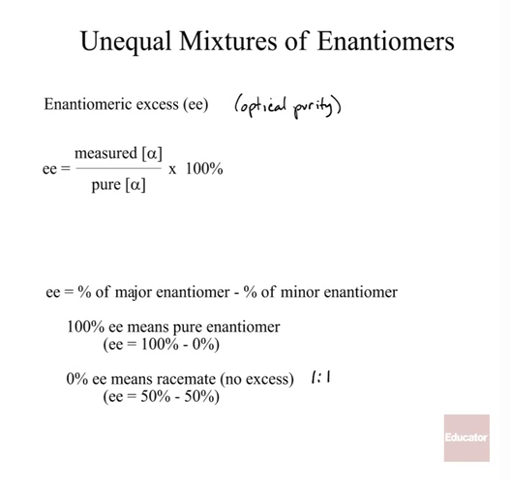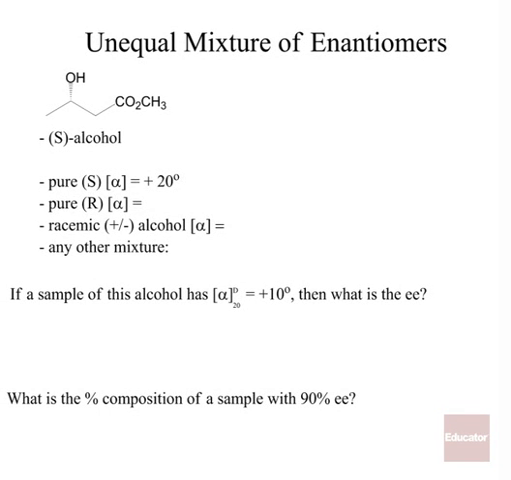Let's take a look at some examples. Here we have an alcohol that is the S alcohol. And it's known that this pure S alcohol has an optical rotation of plus 20 degrees. Okay, so just like other physical properties like melting point or boiling point, this is something that can be measured. It's reported in the literature, and you can look that up. So do we know what the pure R enantiomer would have as an optical rotation, as a specific rotation? If we had a pure R with none of the S in it, we would expect that it would have the same magnitude but the opposite sign, so it would be minus 20 degrees.